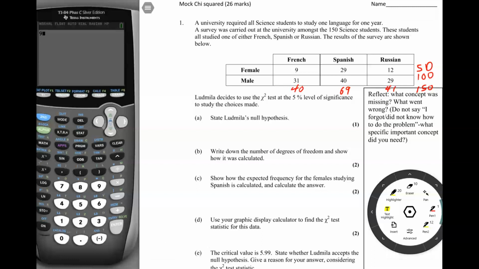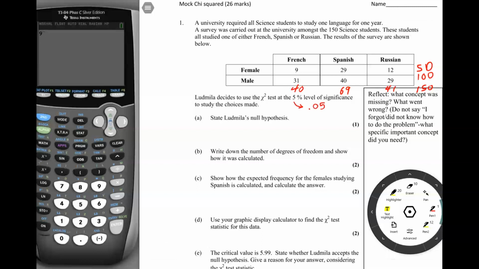We'll need those later. Ludmila decided to use the chi-squared test at the 5% level of significance to study the choices below. Remember, 5%, we convert that to 0.05 because later we're going to compare that to the p-value, okay?